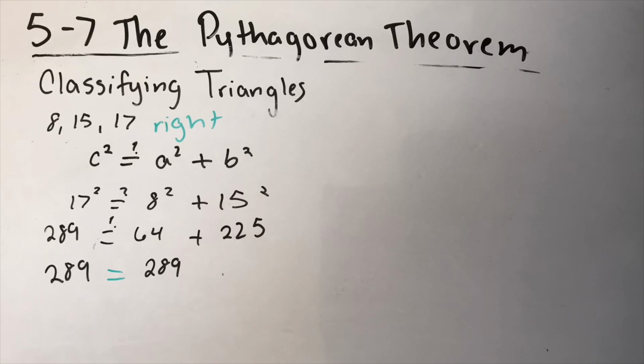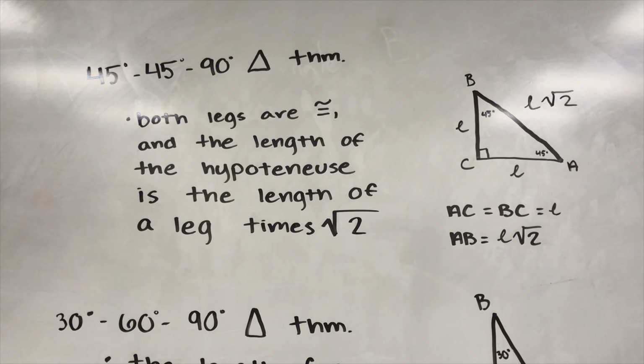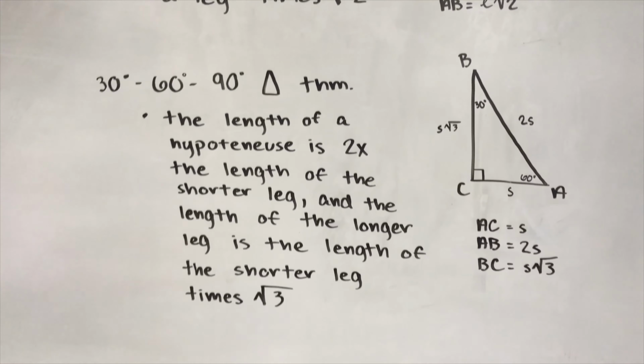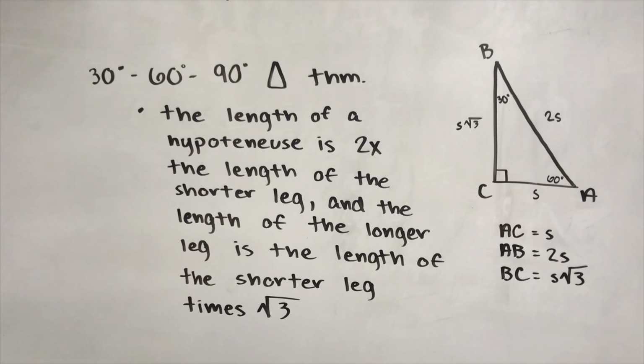We also learned 2 new theorems. In the 45-45-90 degree triangle theorem, both legs are congruent and the length of the hypotenuse is the length of a leg times radical 2. In the 30-60-90 degree triangle theorem, the length of the hypotenuse is 2 times the length of the shorter leg, and the length of the longer leg is the length of the shorter leg times radical 3.